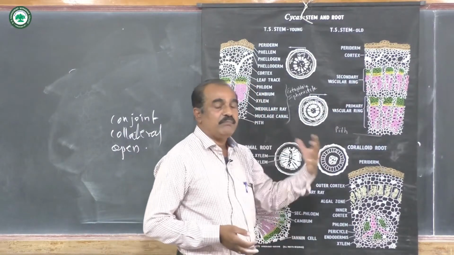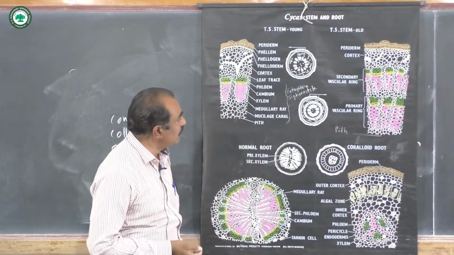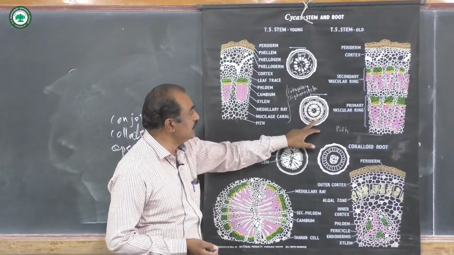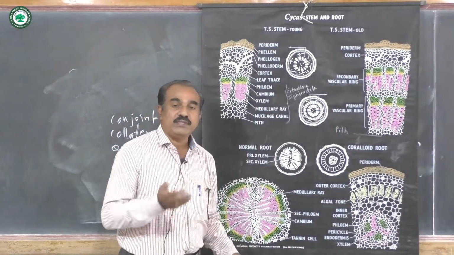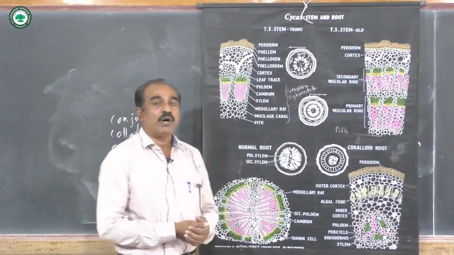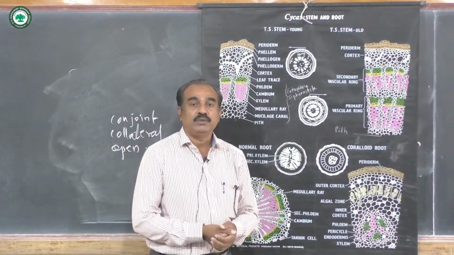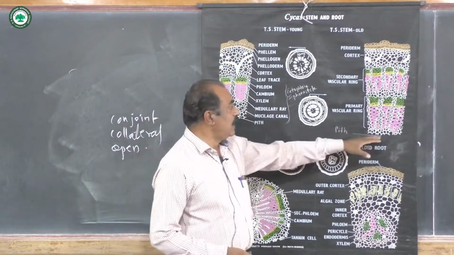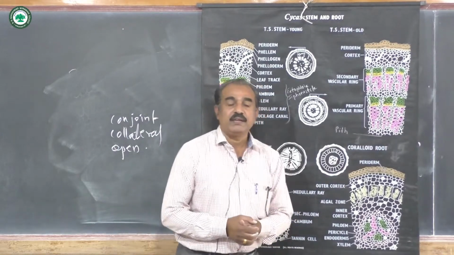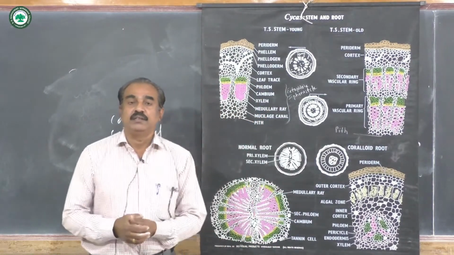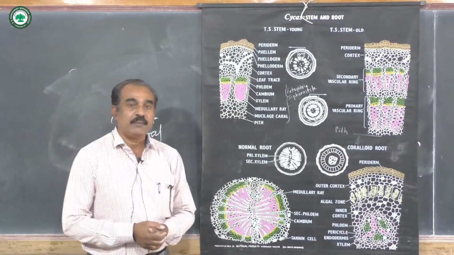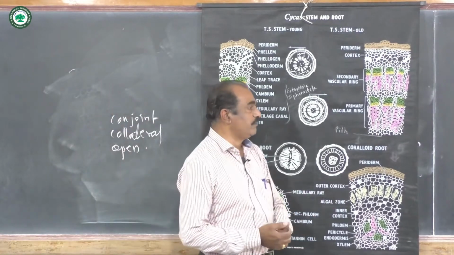and after this a number of rings are formed and they are seen here. Here these are the two rings, but after this new rings are also formed, and the number of these rings increases up to 20. Now at the center there is the pith. Here the cells are loosely arranged, they are thin walled, they are parenchymatous, and they store the food material.